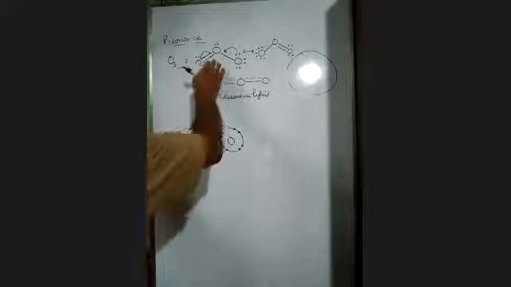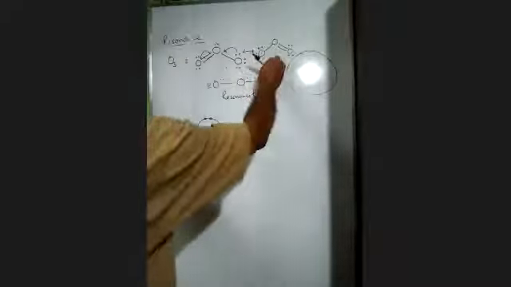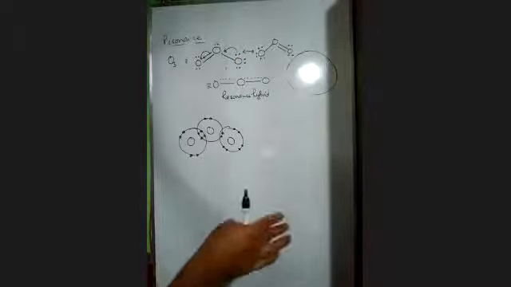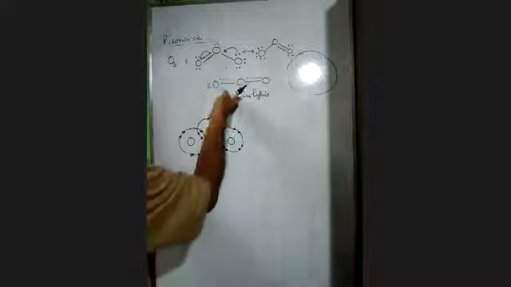Otherwise, if you take this structure or this structure, it shows oxygen-oxygen double bond and oxygen-oxygen single bond. But we do not get a perfect single and double bond. It lies between the two. That I can show only by this structure.